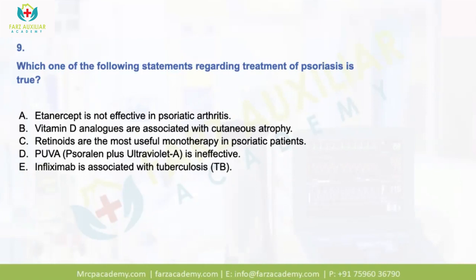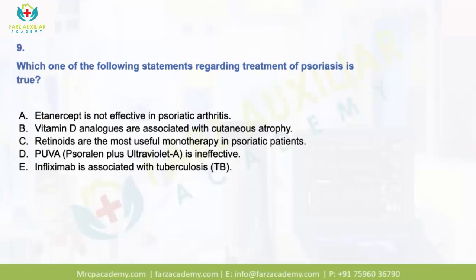Etanercept is not effective in psoriatic arthritis is a wrong answer; it can help psoriatic arthritis. Vitamin D analogs are used to avoid steroid-induced atrophy, so they do not cause cutaneous atrophy. Retinoids as a monotherapy are not very useful in most patients. PUVA can be effective in certain patients. Infliximab is associated with tuberculosis.